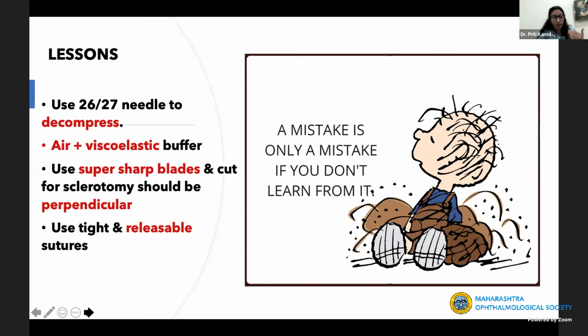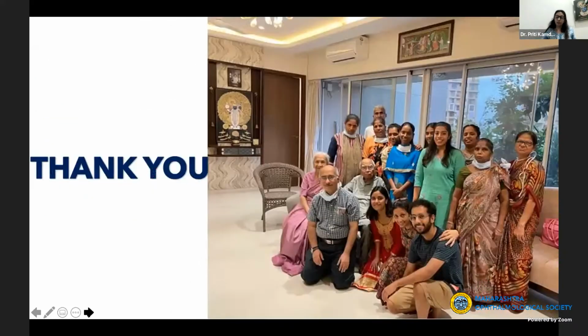We have become much better at doing manipulations to the bleb on the slit lamp. So tight sutures, in fact, are acceptable. And thank you all for a very patient listening.